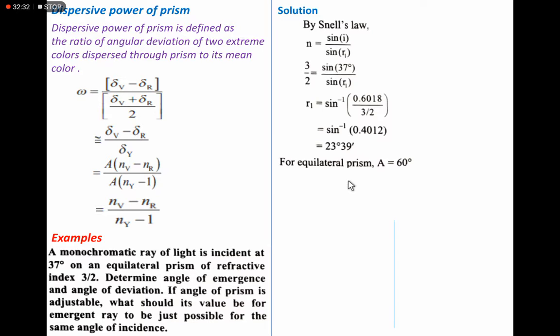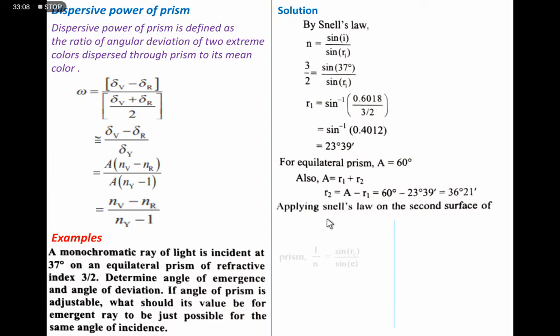Similarly, we know the prism is an equilateral prism, therefore A is equal to 60 degrees. Definitely A is equal to r1 plus r2. R1 is 23 degrees and 39 minutes. If we subtract it from the refracting angle of the prism, we get r2. So definitely r2 is equal to 36 degrees and 21 minutes. If we know r1 and r2, we can find the rest. Before that, we had to find r2, that is the refracting angle at the other surface.